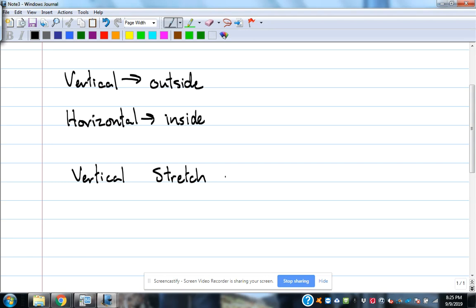A vertical stretch. You multiply the basic function, or the parent function, by some number, and that number has got to be greater than 1. If you're going to stretch something vertically, you're going to make it taller, right? What does f of x represent? A y value. If you're going to make something taller, you're going to take the y values and make them bigger, right? So multiplying by something bigger than 1 will make your y values bigger, so it will stretch the graph out.